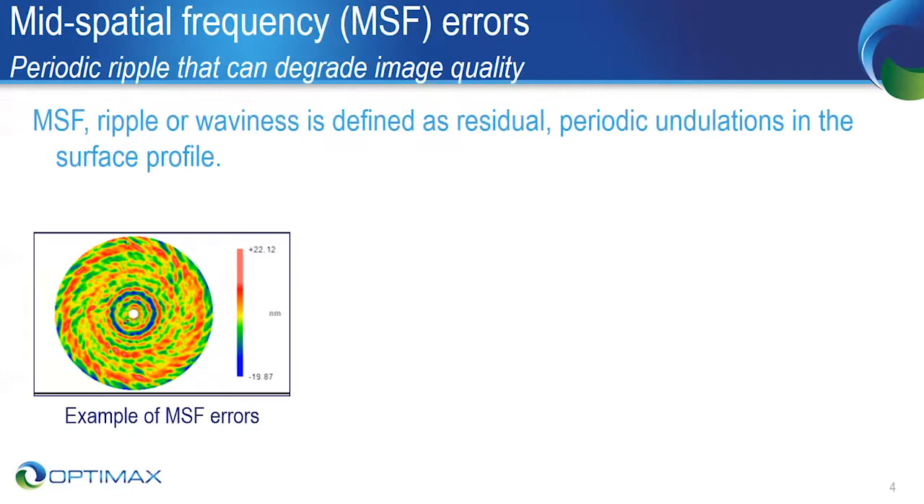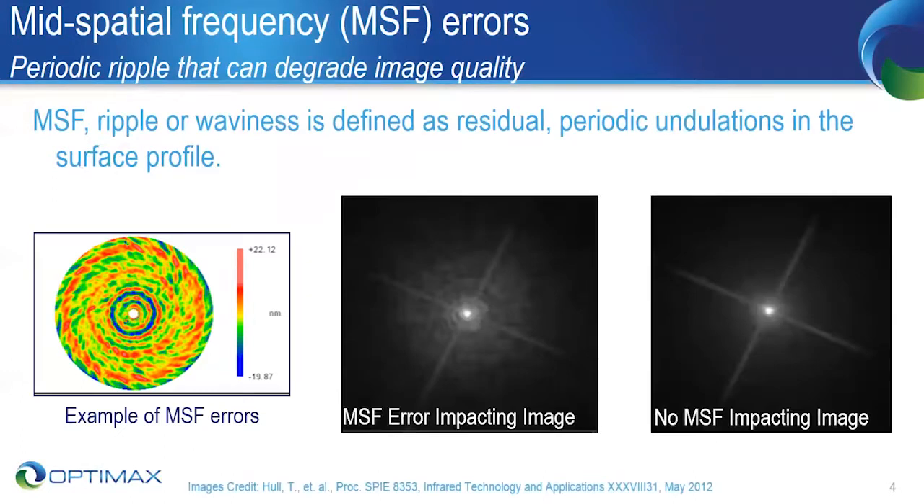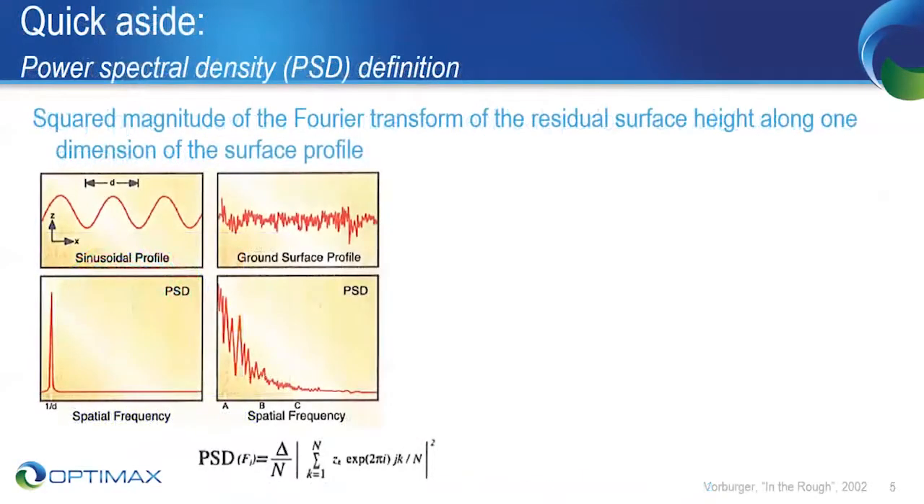But what they can do to your surface is really impact your image quality. This is a really good example from Tony Hall in a paper he wrote in 2012. You can see the difference in how mid-spatial frequency error impacts the image, and it causes blur in your image quality. So this is obviously not very desirable, and we're going to talk about ways to work around this.